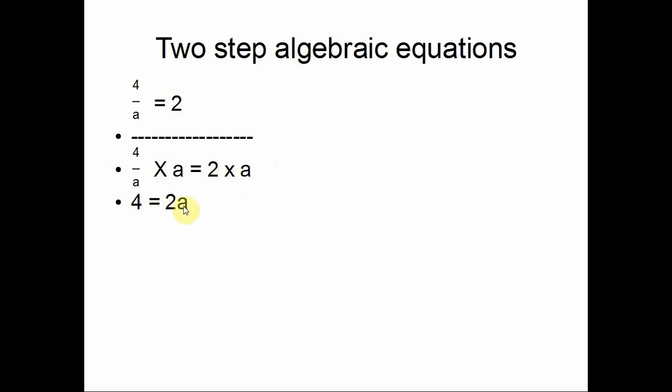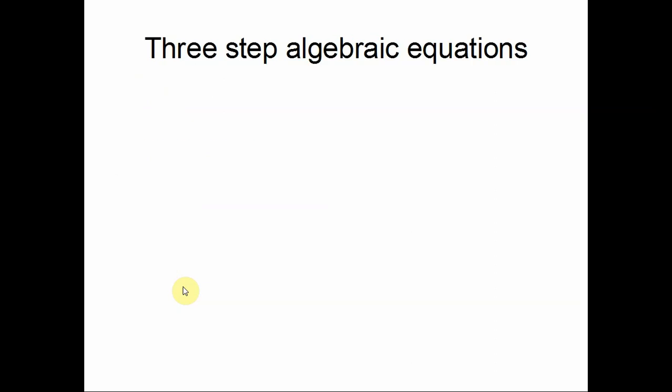Next, what we do is we divide both sides of the equation by 2. So 4 divided by 2 equal to 2a divided by 2. And this gives us 2 equal to a. So this is how we solve the equation for a. Let's look at three-step algebraic equations. This term is a little bit more complicated, but this is 4a minus 4 divided by 2 equal to 4.